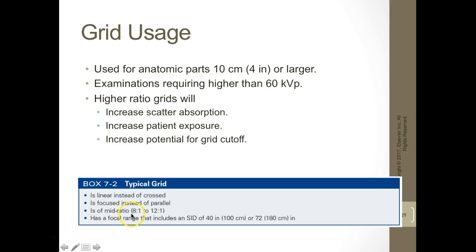We use a mid-ratio grid, so there's 8:1, 12:1. You're going to want to ask what your grid ratio is, because that's going to change what your technique is going to be. And there's actually an equation. It's in this PowerPoint, and I took it out because I don't want you to know the equation yet. Not yet. All right. And they have a focal range that is typically 40 inches or 72 inches. Now, sometimes you can get away with shooting a 40-inch grid at 60 inches and have very little grid cutoff, which is really nice, but don't play with that quite yet.